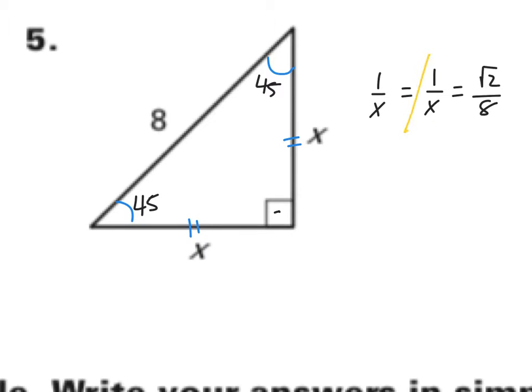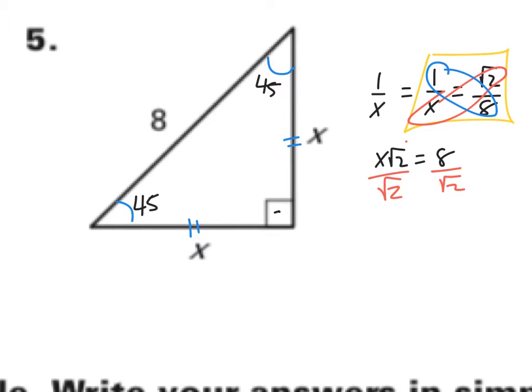Setting up my proportion, grab that proportion and cross multiply. So I have x times the square root of 2, and that's going to equal 1 times 8. And so I divide by the square root of 2 on both sides. X equals, all right, well, this is the situation where I have to rationalize. So I multiply top and bottom by the square root of 2, which is going to give me 8 square root of 2 over the square root of 4.